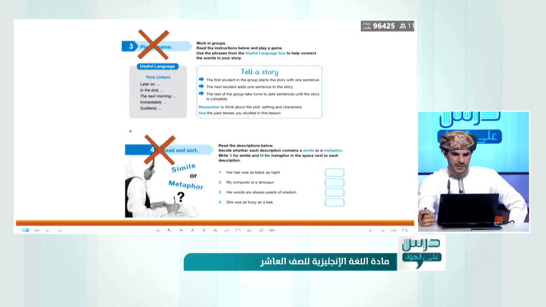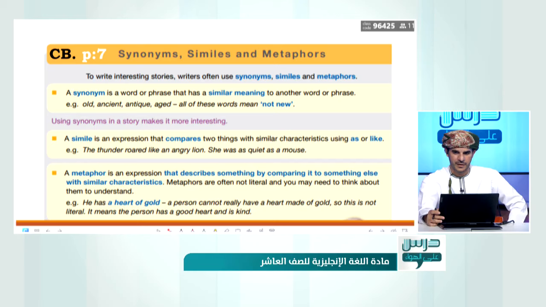Both activity 3 and 4, they are cancelled, but it doesn't mean that you don't take a look at them. You can take a look and use some words and vocabs that you can get here. Always good. Let's go on to the next section of our lesson today. Synonyms, similes, and metaphors. To write interesting stories, writers often use synonyms, similes, and metaphors.